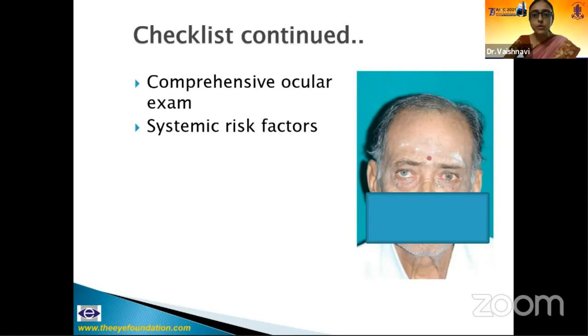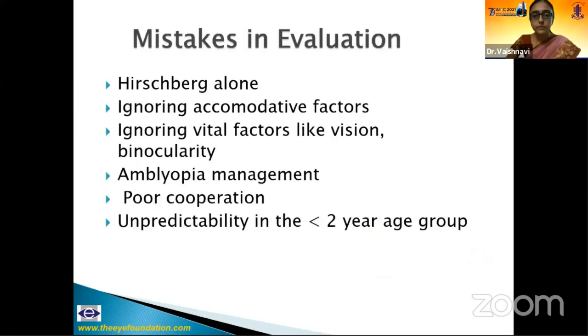This is a 78-year-old male patient with a right hypertropia. He is a diabetic, hypertensive, and he had an aortic aneurysm rupture twice with chronic renal failure. So I would think thrice or even 4 times before I take this patient for surgery.